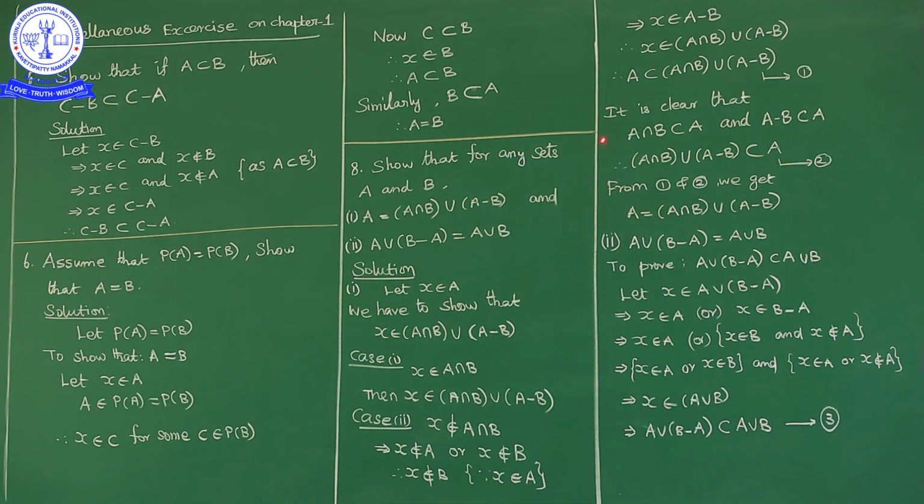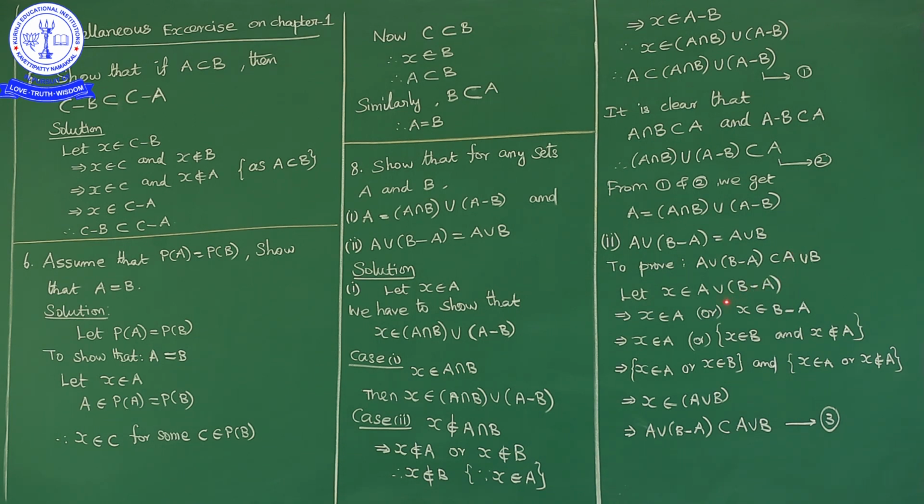And the second one is A union (B minus A) is equal to A union B. Here also we will prove that this set is a subset of A union B, and A union B is a subset of this set. First of all, to prove A union (B minus A) is a subset of A union B, I will take some arbitrary element in the set. Let x belong to A union (B minus A).